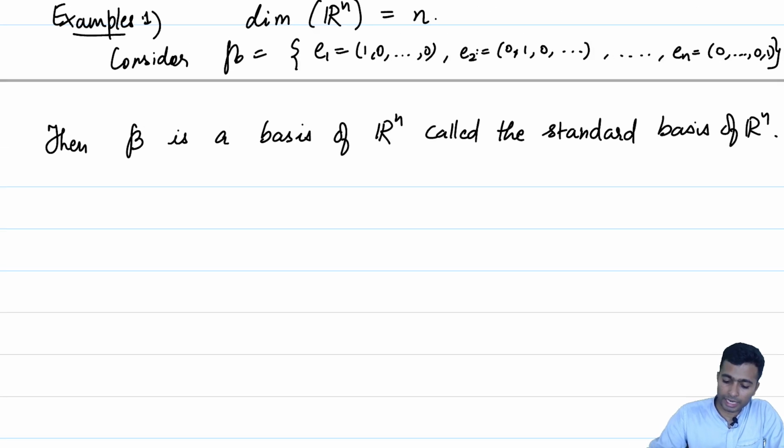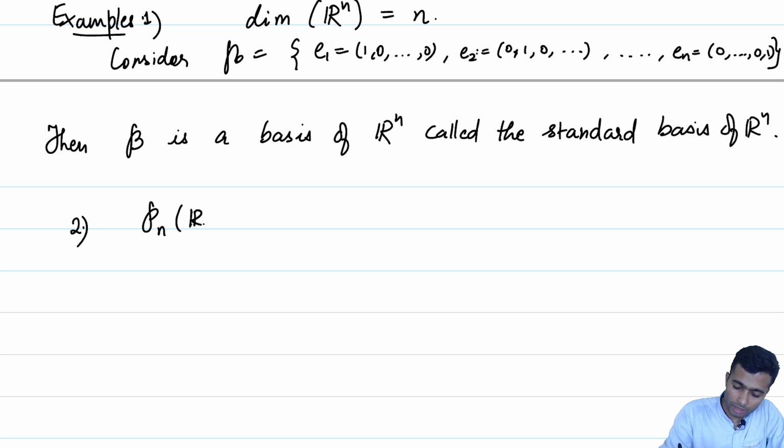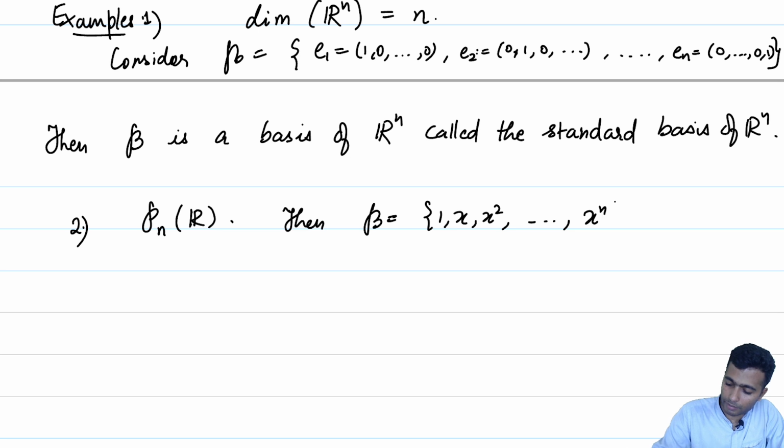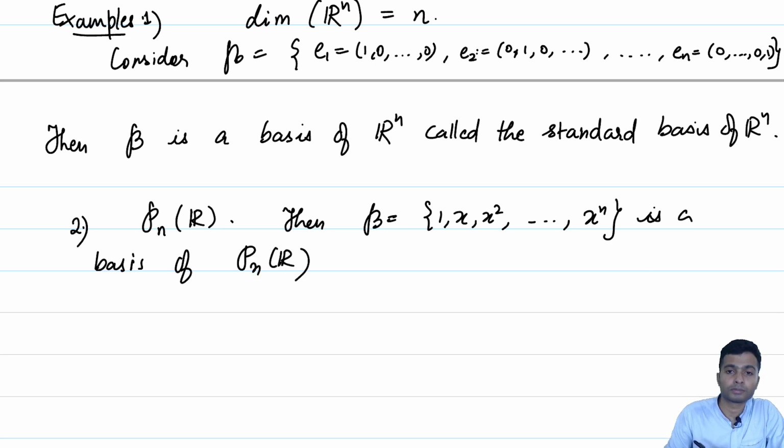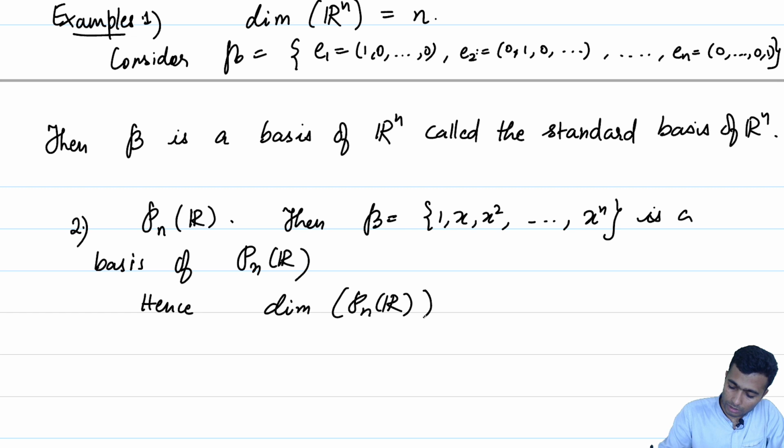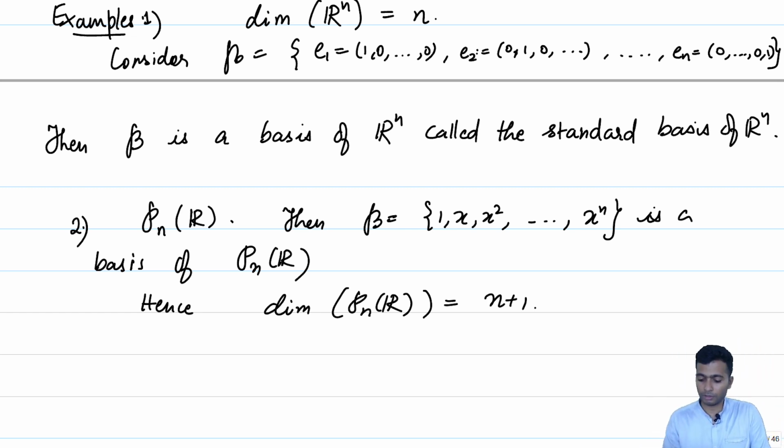Similarly, we have checked that if you look at Pn of R, then beta, which is given by 1, x, x square up to x to the power n, is a basis of Pn of R, which gives that dimension of Pn of R is equal to n plus 1. So, that is another example.